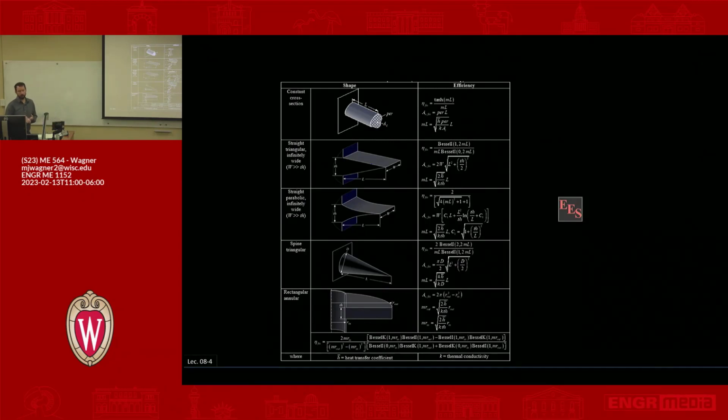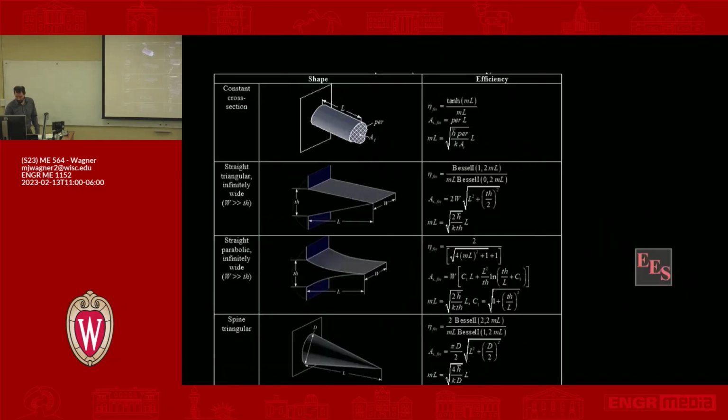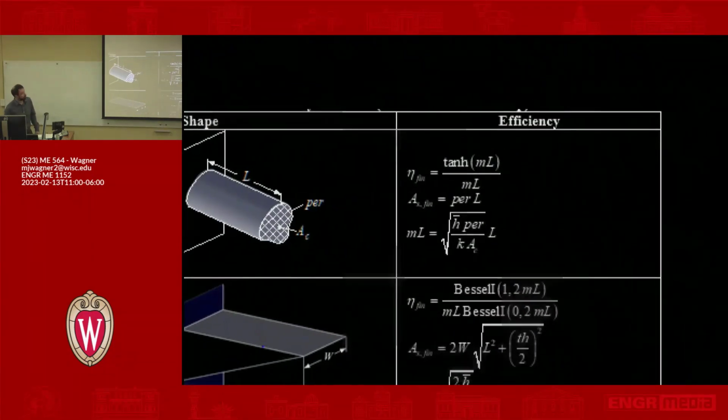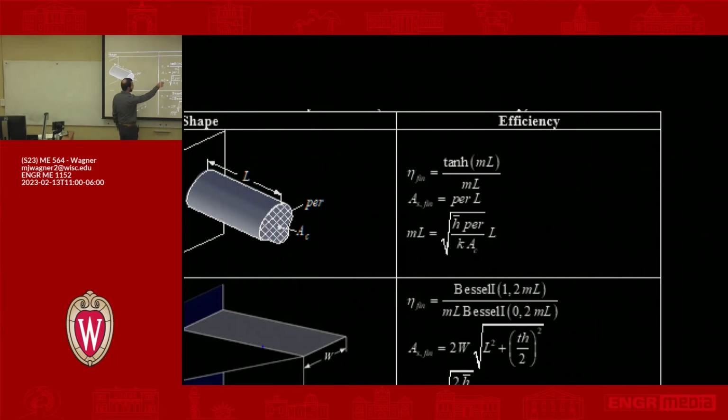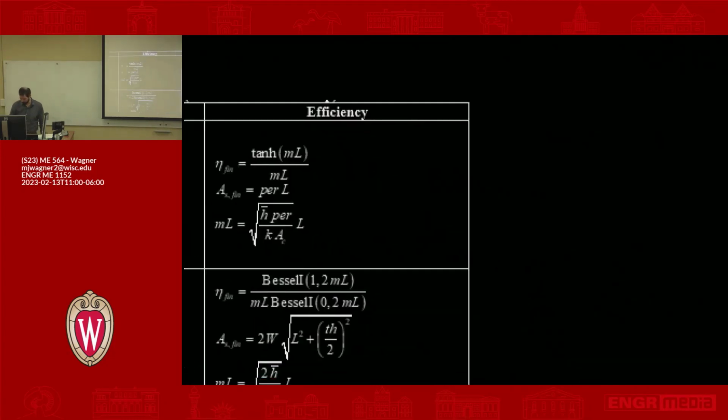This is now for one extended surface. Right? This is an equation for one extended surface. And you get something like, it's hard to zoom in, you get something like a fin efficiency, eta fin, for a given area in the mL term. What happens when you have more than one fin? Right? How do you deal with that? Let's look at this a little bit.